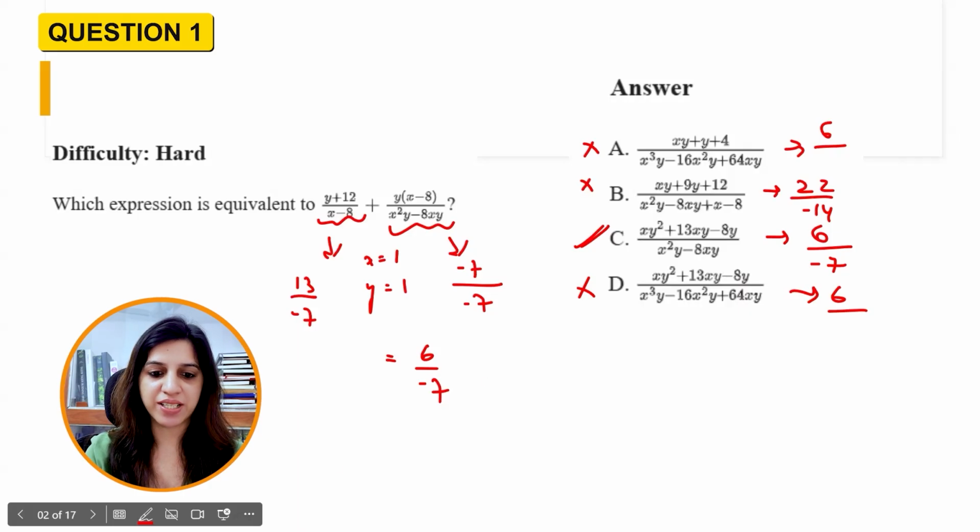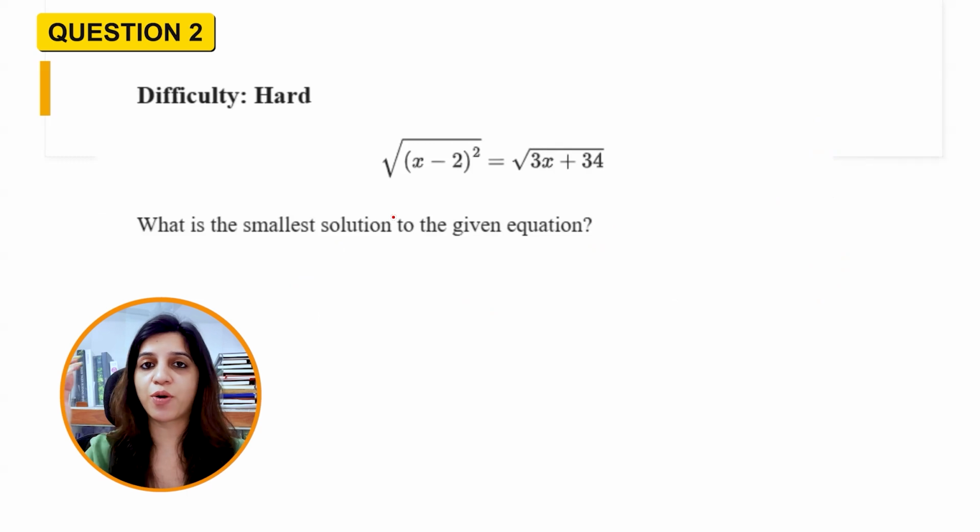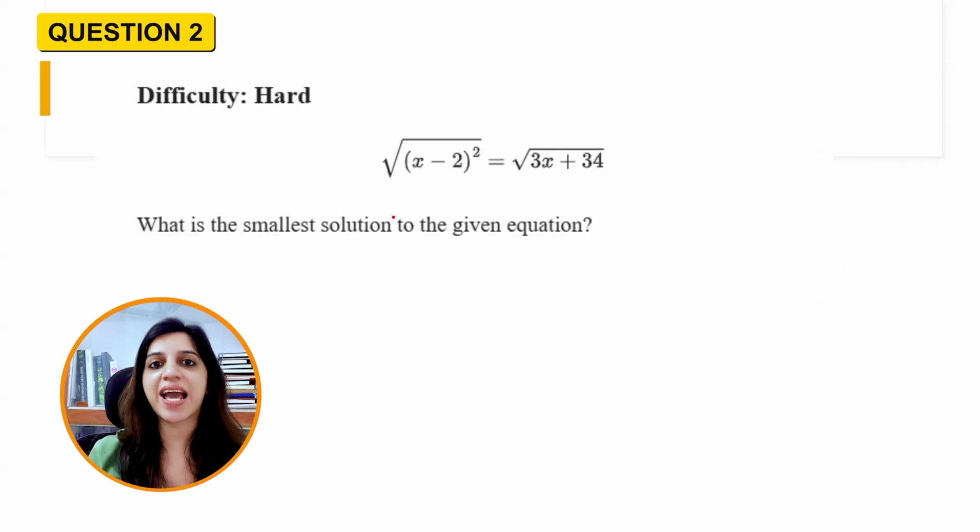Let's see the next question now. This question is again from quadratics, because when I get rid of the roots on both sides, I am actually going to get a quadratic. This question can be done most conveniently if I just put it in decimals.